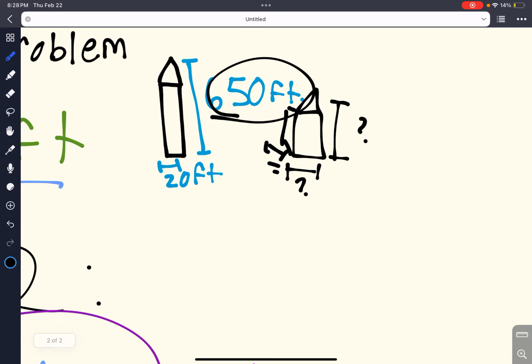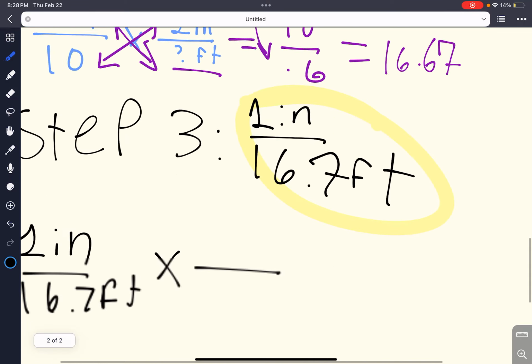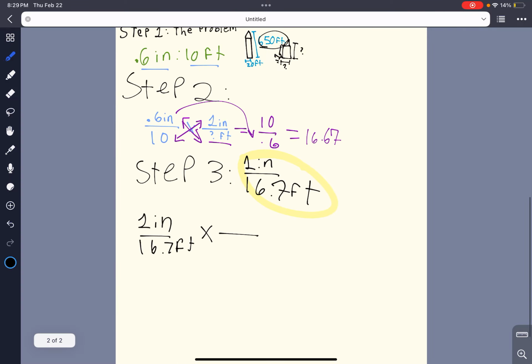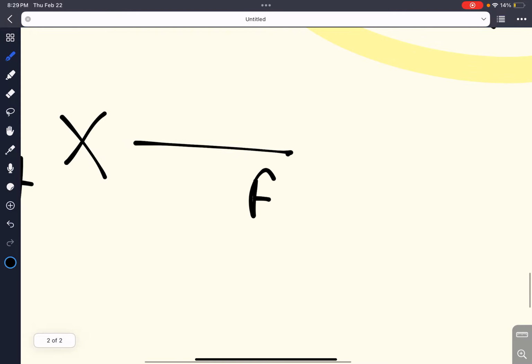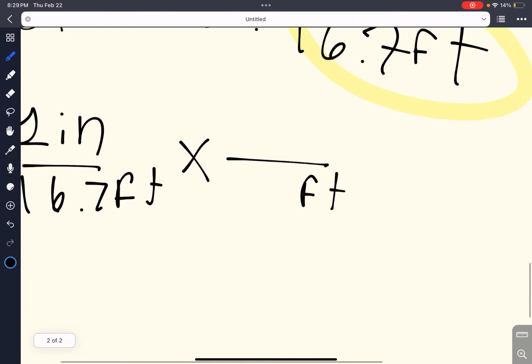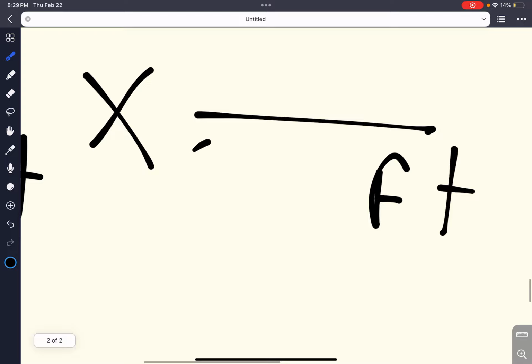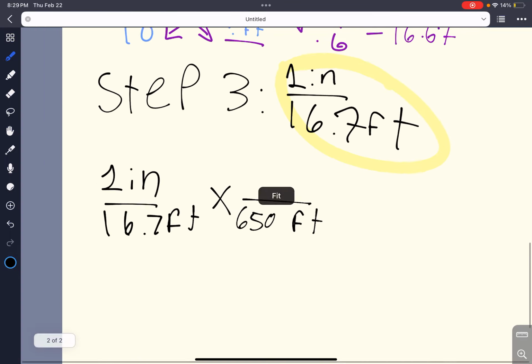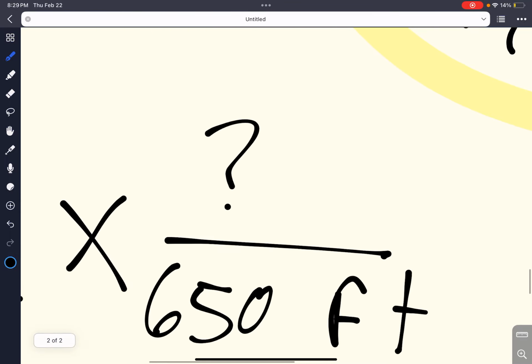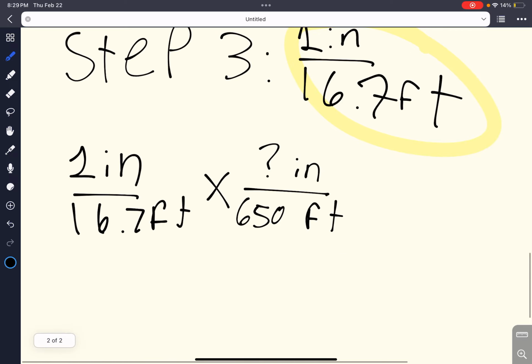We're going to convert this number first, the 650. So we're going to go down here. And 650 is feet, so we have to put feet on the bottom because the feet is on the bottom right here. So 650 feet is equal to how many inches? Remember, these units have to be the same. Inches always has to be on the top together, and feet always has to be on the bottom together. They have to be in the same exact row.